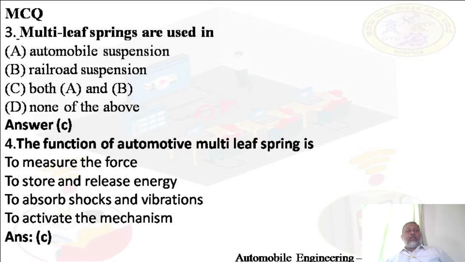Multi-leaf springs are used in automobile suspension, railroad suspension, both A and B, none of the above. Basically, multi-leaf springs are used in railways as well as automobiles. So the answer is C, both A and B. The function of automotive multi-leaf spring is to measure the force, to store and release the energy, to absorb shock and vibration, to activate the mechanism. So its main purpose is to absorb the shocks and vibration, that is C.